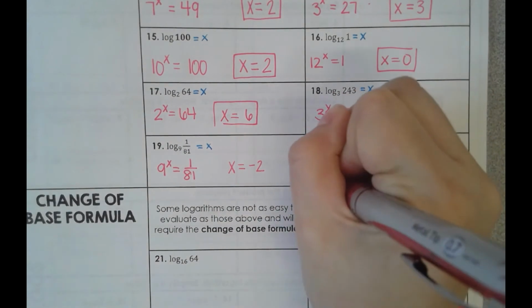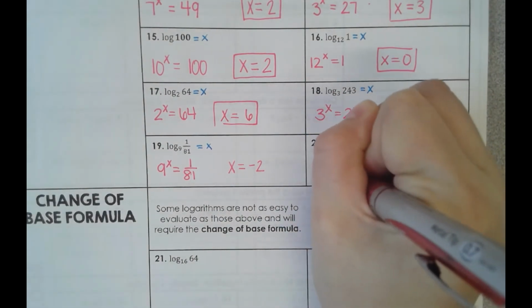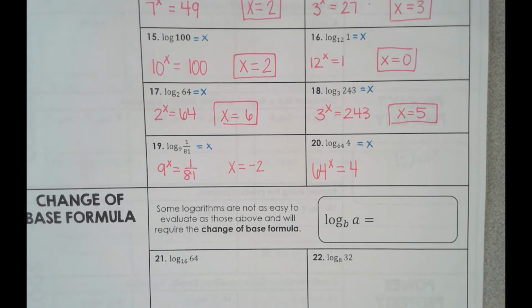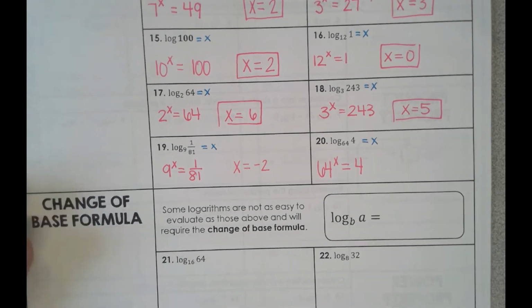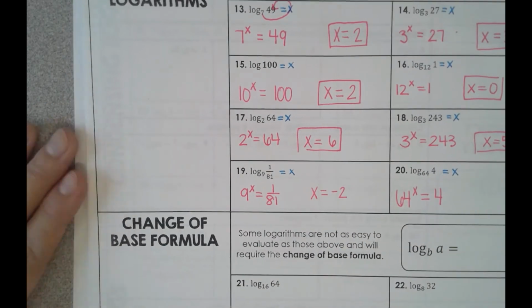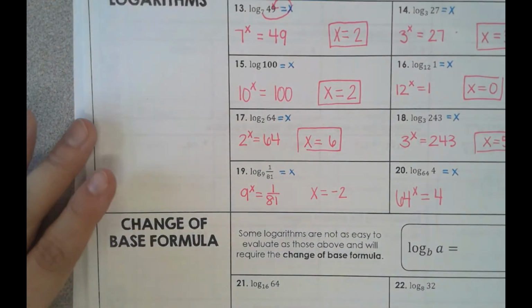Okay, and then 64 to the x power equals 4. Well, we're going smaller, so that power has to be a fraction. And before we do that one, let me explain fractions as exponents.